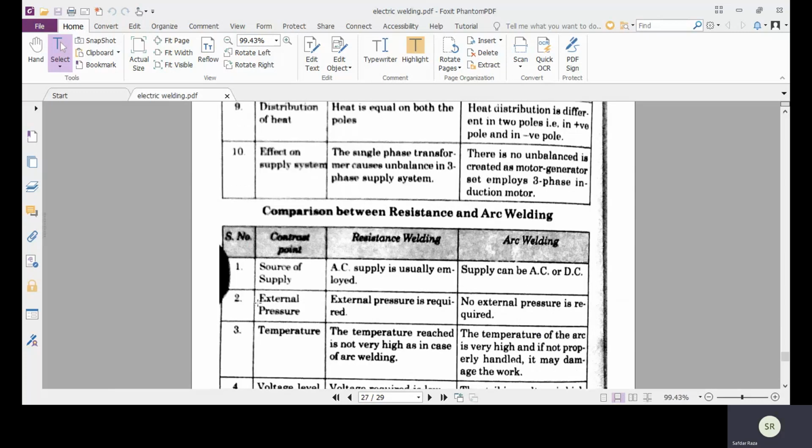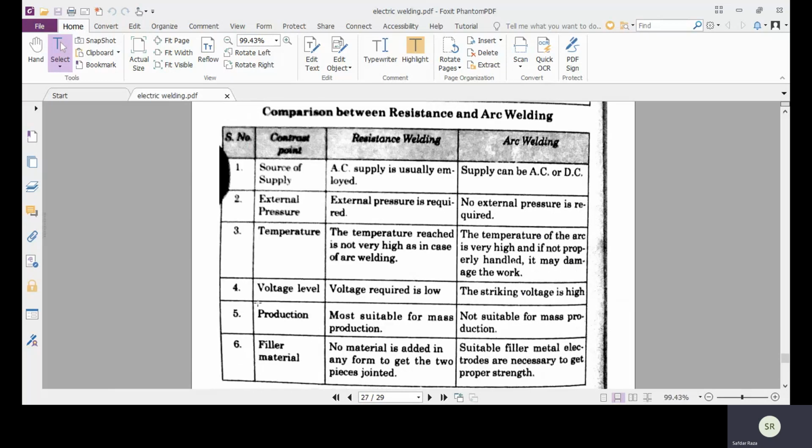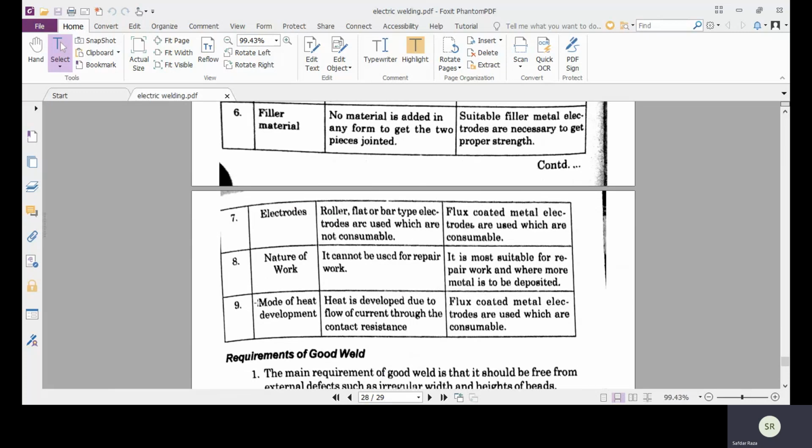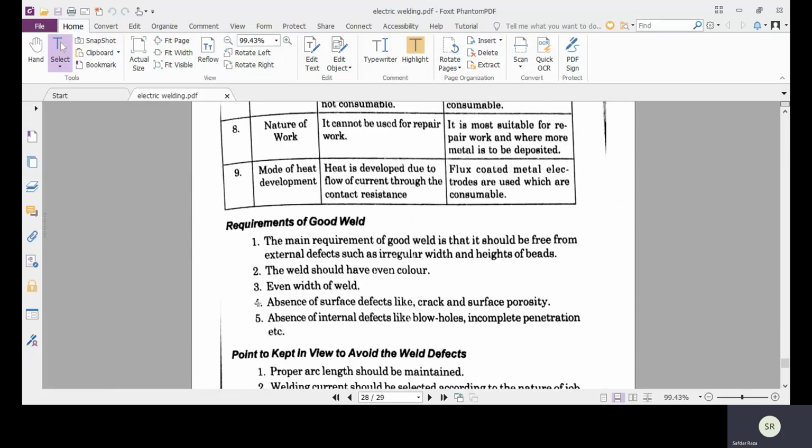After this, we have already seen the comparison between the resistance and arc welding with respect to different features. Try to read this also because it is just the drill of what you have read in the previous text.